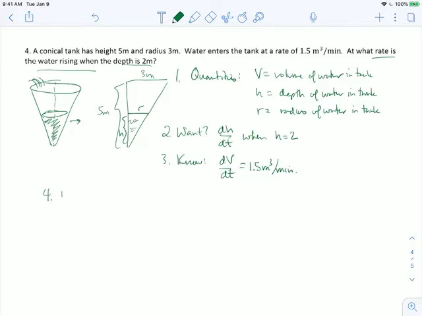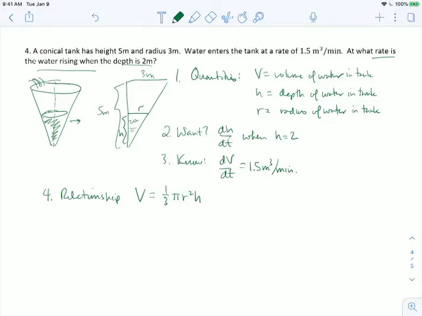So we have to think about a relationship here, and that's the volume of a cone. So even though the tank is in the shape of a cone, the water is also in the shape of a cone. And the formula for that, again, this requires probably doing some research in your text, but V equals 1/3 pi r squared h.